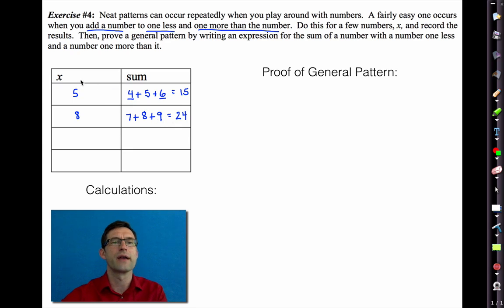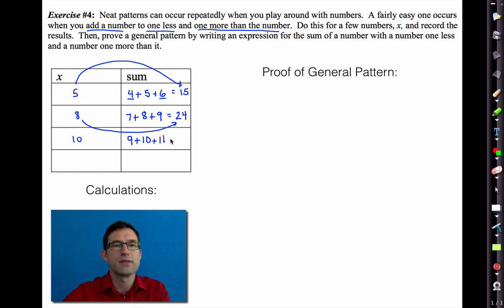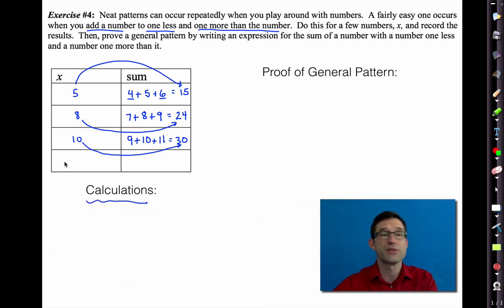I'm not sure I see the pattern yet. Remember, what we're trying to do is think about how the 5 relates to the 15, how the 8 relates to the 24. Let's go with another one. Let's go with 10. A number 1 less, 9, plus the number 10, plus a number 1 more, 11. 9 plus 10 is 19, plus 11 is 30. And why not? One more. Let's go with 20. Number 1 less, plus 20, plus a number 1 more. 19 and 20 is 39, plus 21 is 60.